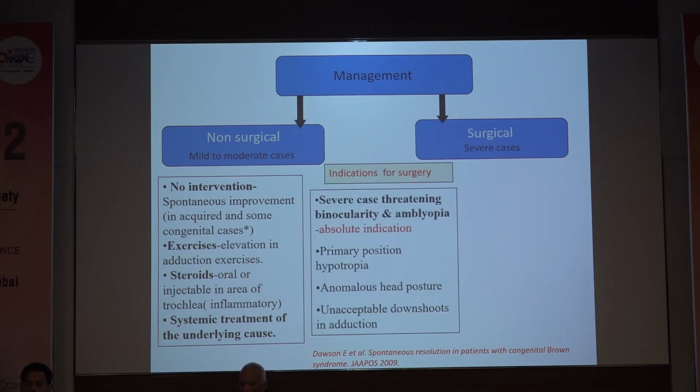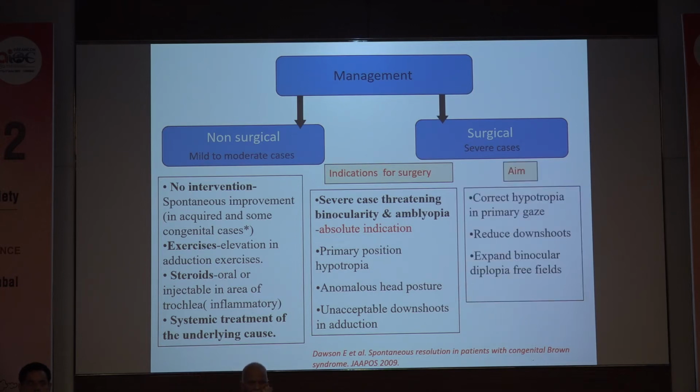Indications for surgery would be a severe case threatening binocularity with amblyopia, which would really be an absolute indication. You would also want to go in for surgery if the patient has hypotropia in primary position, significant anomalous head posture, or unacceptable downshoots in adduction. The aim would be to correct the hypotropia in primary position, reduce the downshoots, and expand the binocular diplopia-free field.